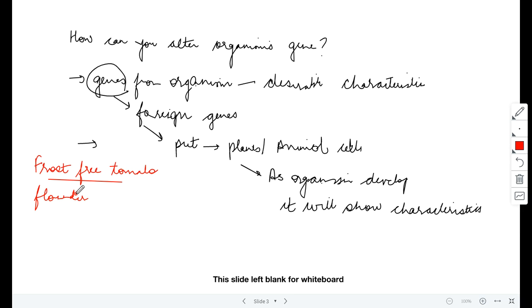Now the scientists have given this frost resistance to the tomatoes. They have inserted the flounder's antifreeze gene into the cells of the tomato. Now this flounder produces antifreeze genes.